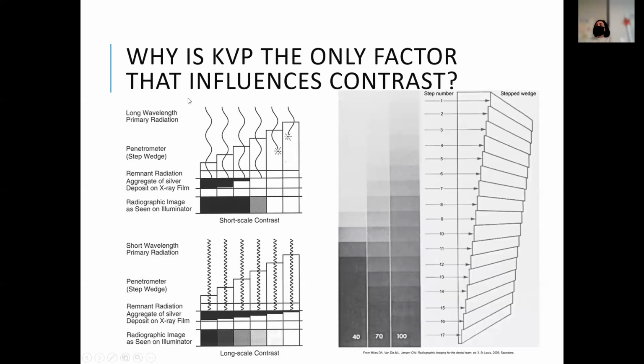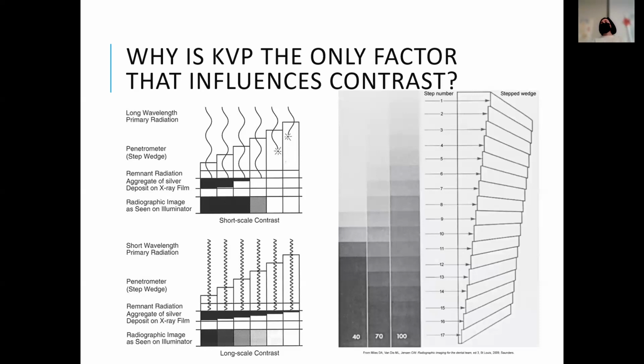So this is saying long wavelength, short scale contrast, and this is basically saying low KVP. So if you're thinking low KVP on the enamel, it would be black or white? It would be more white. Okay. It'd be more white.